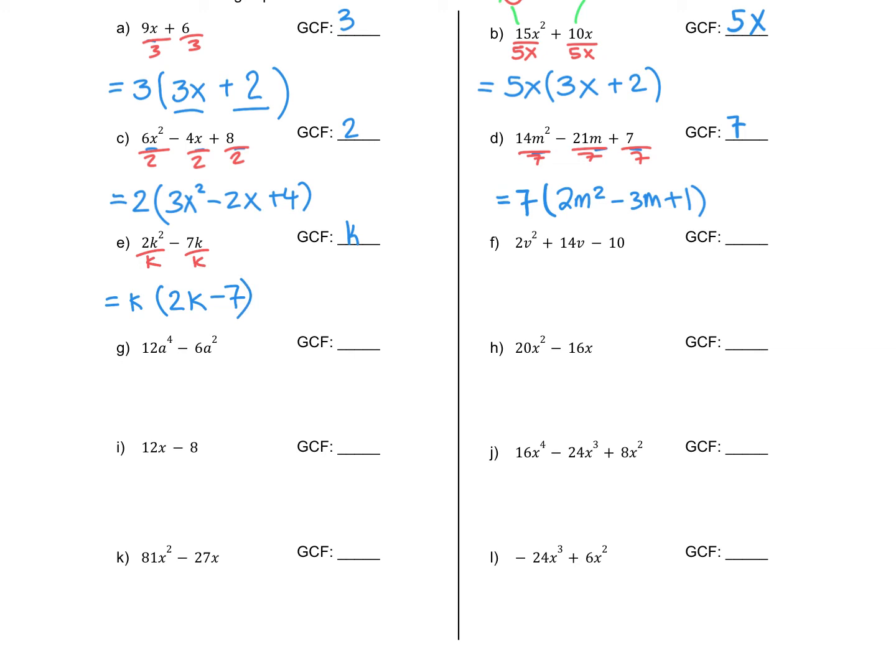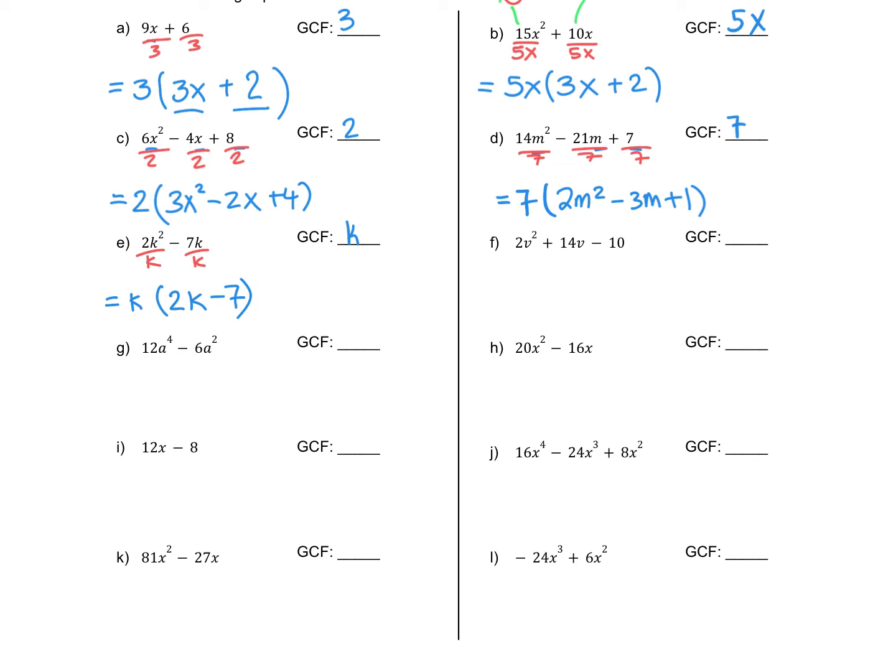Okay, for f, 2v squared plus 14v minus 10. I want you to pause the video here and try to identify the GCF on your own. If you feel confident with your GCF, actually do the factoring. If you don't, come back to the video just to see if your greatest common factor was correct.